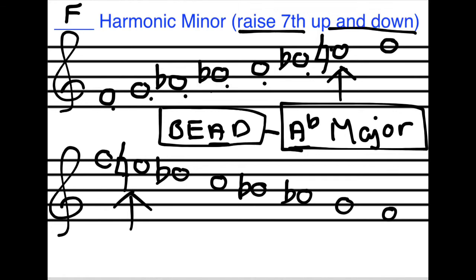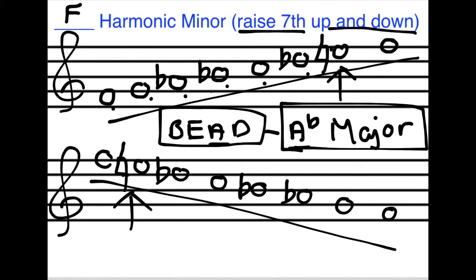That's what makes a harmonic minor scale. That's the distinguishing characteristic. That's the feature of harmonic minors. The seventh note is raised ascending and descending. Okay, and that's harmonic minors. I think we'll look now at melodic minors.